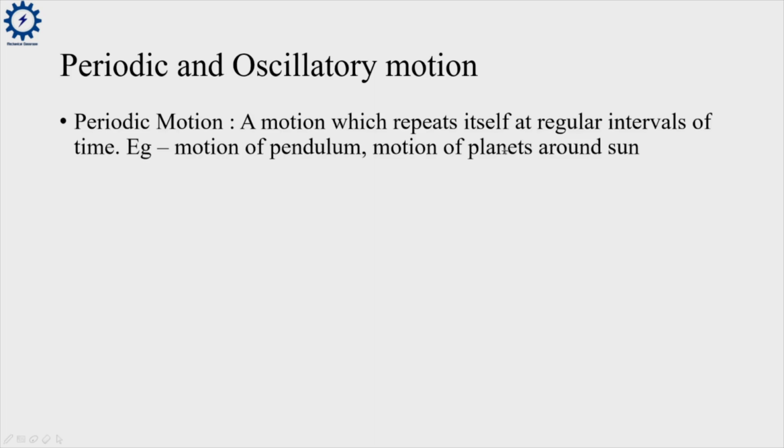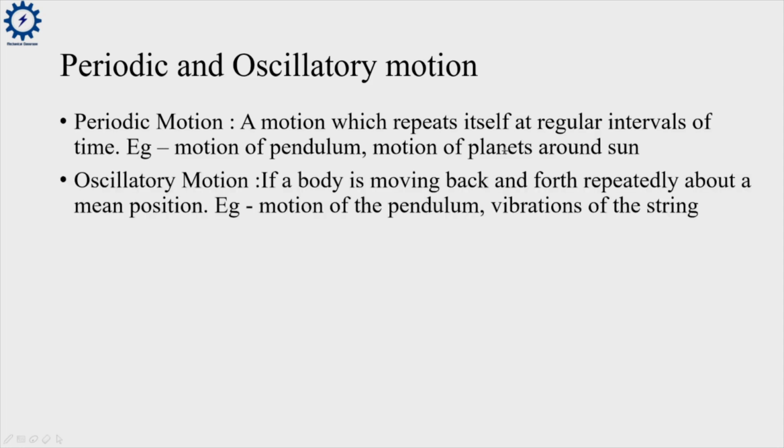Now let's see the difference between periodic and oscillatory motion. In periodic motion, the motion repeats itself at a regular interval of time. Examples of periodic motion are the motion of a pendulum and the motion of planets around the sun. In oscillatory motion, the body moves back and forth repeatedly about a mean position. Examples of oscillatory motion are the motion of a pendulum and vibration of a string.